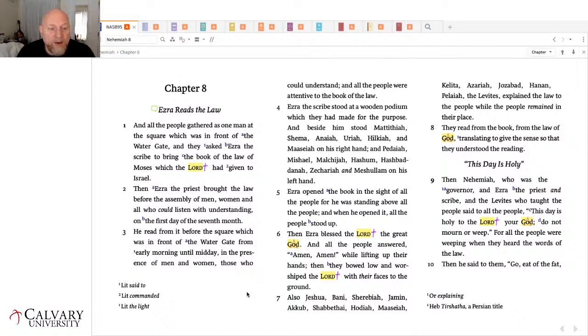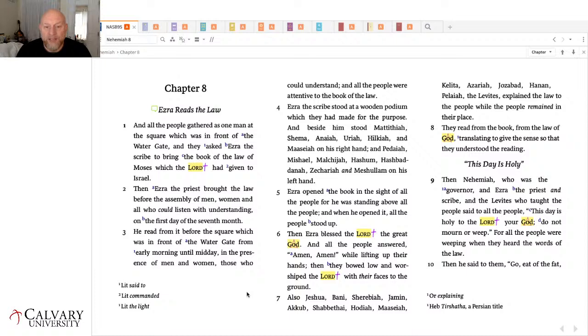Okay, so this is a big crowd, all who could listen with understanding. So this is not necessarily children. Maybe that gives us precedent for having the kids out of the big church, the adult church, in Sunday school. But verse 3, he read from it before the square which was in front of the water gate from early morning until midday in the presence of men and women, those who could understand, and all the people were attentive to the book of the law.